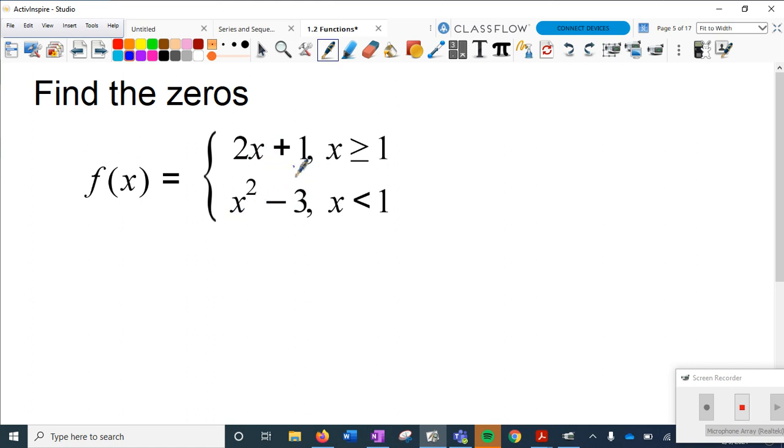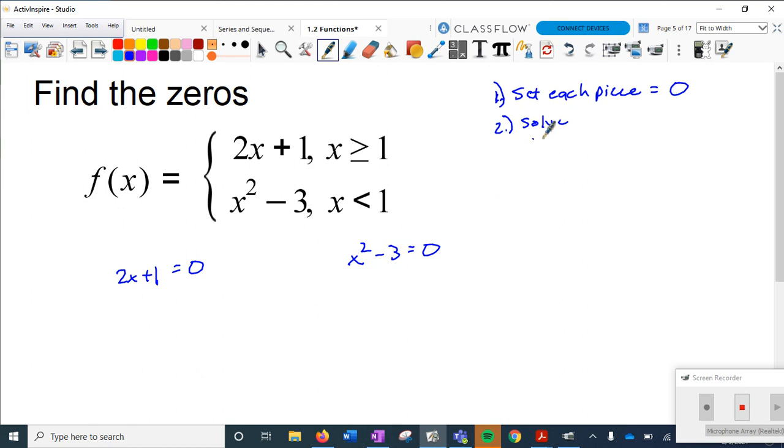So the way that we do this, the first thing we need to do is set each piece equal to 0. Okay, that's our first job. So I'm going to write 2x plus 1 equals 0, and I'm going to do x squared minus 3 equals 0. Okay, and then we're going to solve each piece.